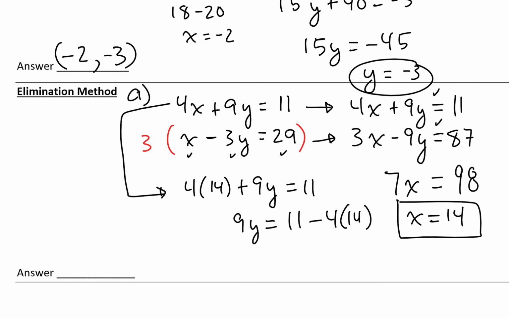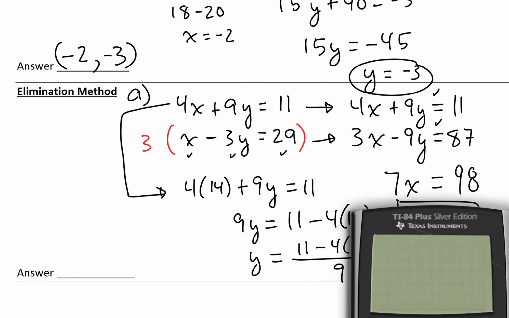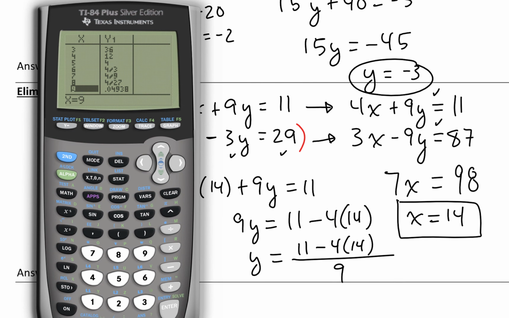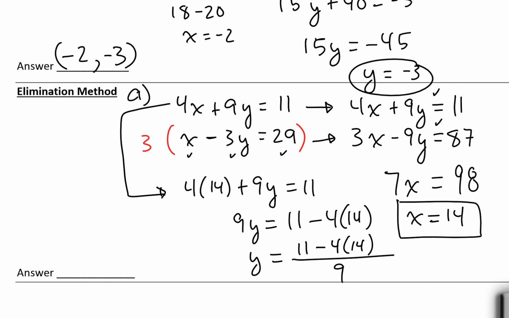And then let's go ahead and do this. I'll use my calculator at the end. I'm feeling lazy. It's late. 4 times 14, and I'm going to divide everything by 9. So let me bring this up here. So I'm going to take the number 11 minus 4 times 14, and that value is going to be divided by 9, and it gives me negative 5. So y is negative 5.